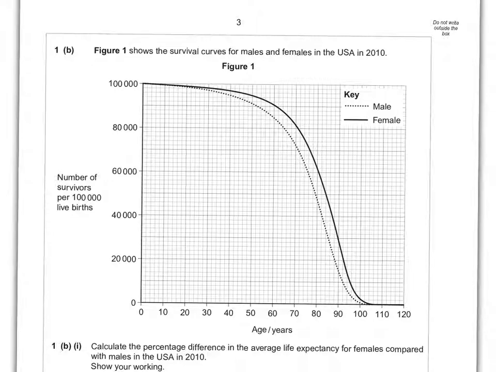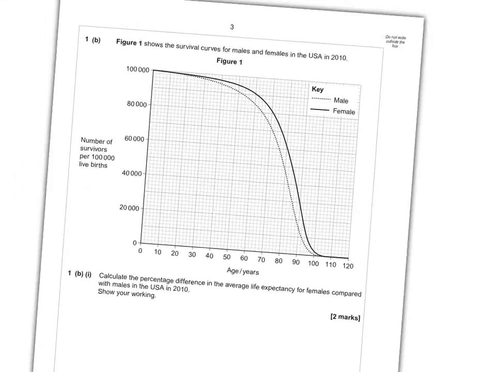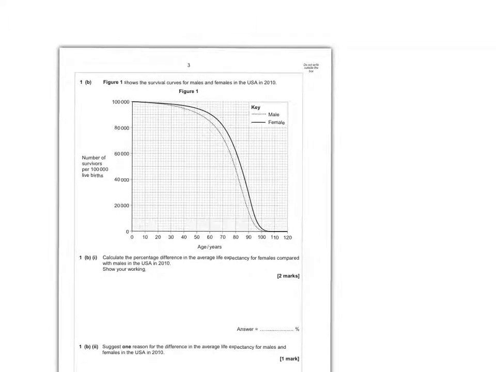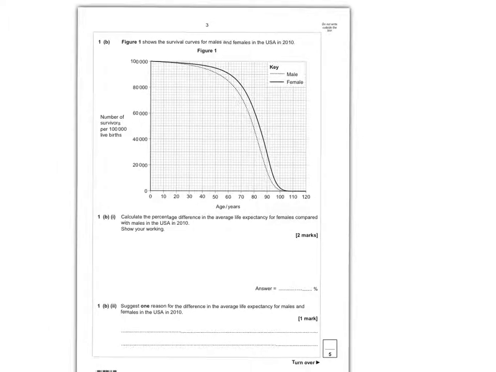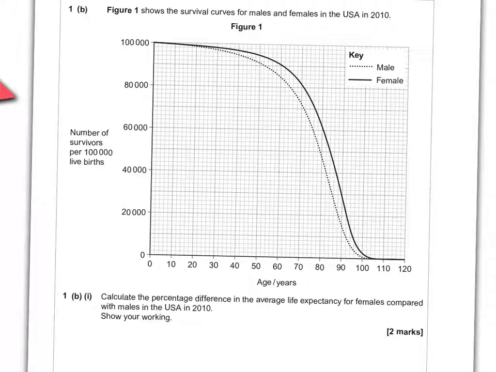Next question is showing a survival curve for males and females, and it's a maths related question. All they want you to do is calculate the percentage difference in the average life expectancy for females compared with males, and it does say to show your working. Okay, so first of all you need to look at what is the 50% survivor rate. So at this point it's at 50,000.